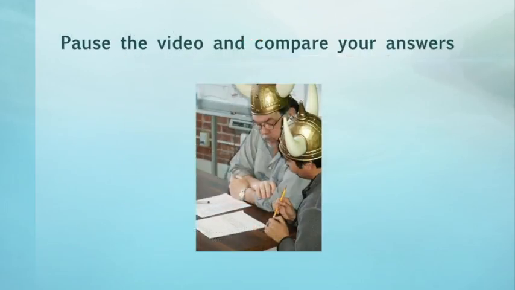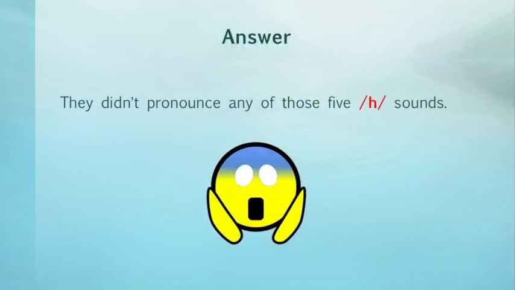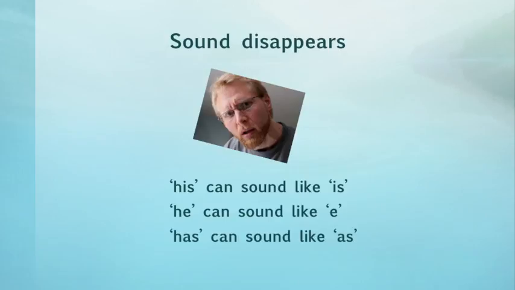If you're watching this with someone else or your teacher and classmates, pause the video and compare your answers. I didn't hear them pronounce any of those five h sounds. This is an example of a sound that can disappear in English. So with the h sound, his can sound like is, he can sound like e, and has can sound like as.